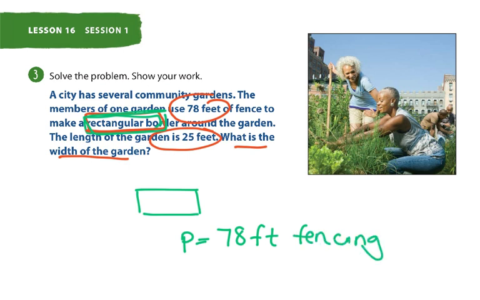Okay. I'm going to draw my little fence around the edge. You should too. Perimeter fencing goes all the way around. The member of one garden uses 78 feet of fence to make a rectangular box border around the garden. The length of the garden is 25. The long side is length, the short side is width. The length of the garden is 25. If one side's 25, what's the other side, Levi? The other side is 78. If one side's 25, what's the other side?